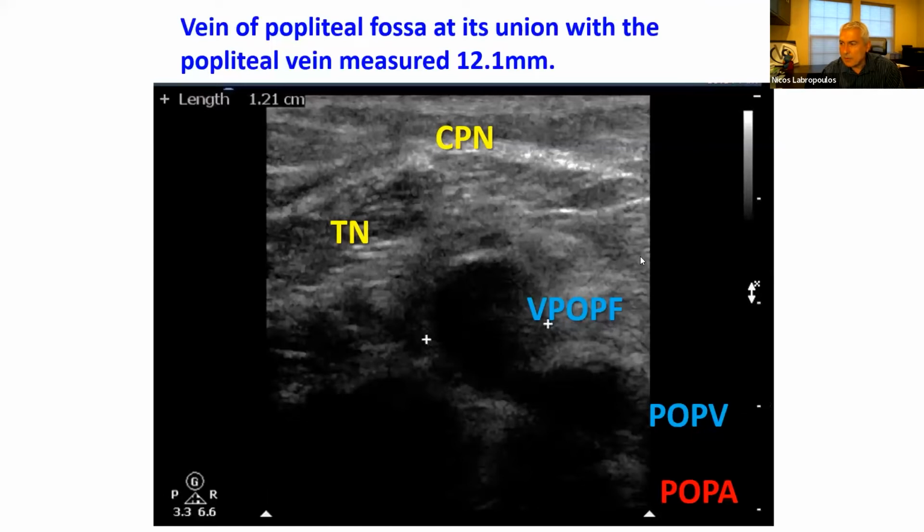And here you have to be careful sometimes because you have to see the nerves. This is the common peroneal nerve, and this is the tibial nerve. So if you are to ligate the vein, if you see this on the ultrasound, it stays clear because you don't want to damage the peroneal or the tibial nerve.